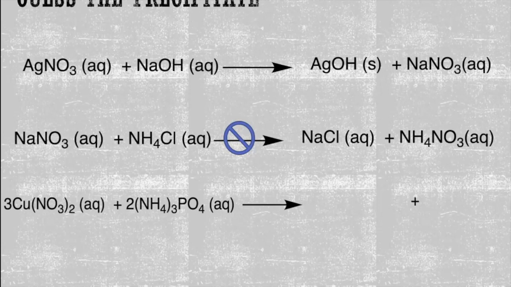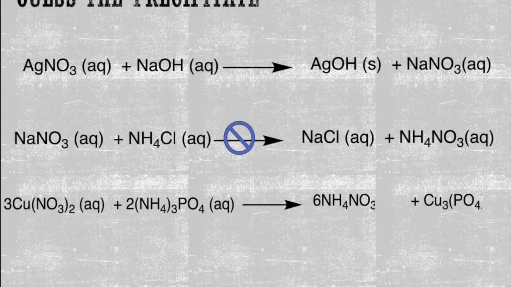Finally, let's look at our last situation. This looks a little bit more complicated, where we're looking at copper nitrate reacting with ammonium phosphate. Please remember that since we have balanced equations, we're now going to need to balance all the equations that we have. The first two examples are balanced already with coefficients of 1. Here we have 3 copper nitrate reacting with 2 ammonium phosphate. Again, we're going to swap the cations and produce ammonium nitrate and copper phosphate.